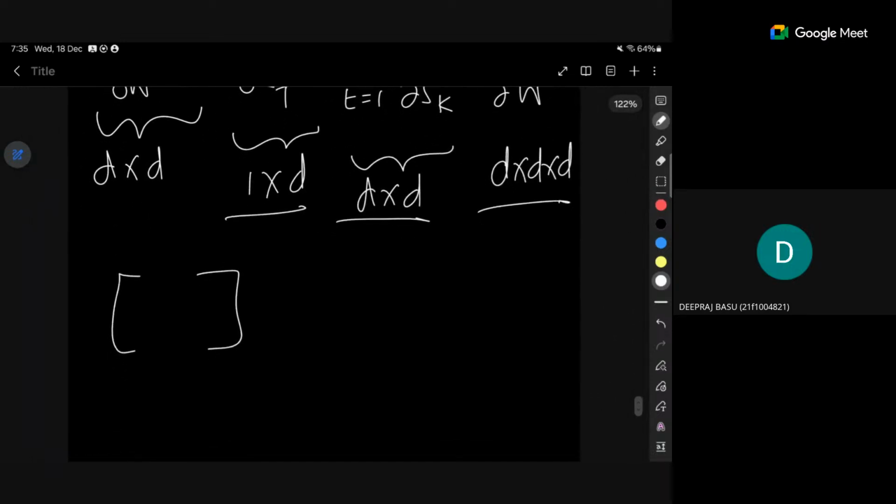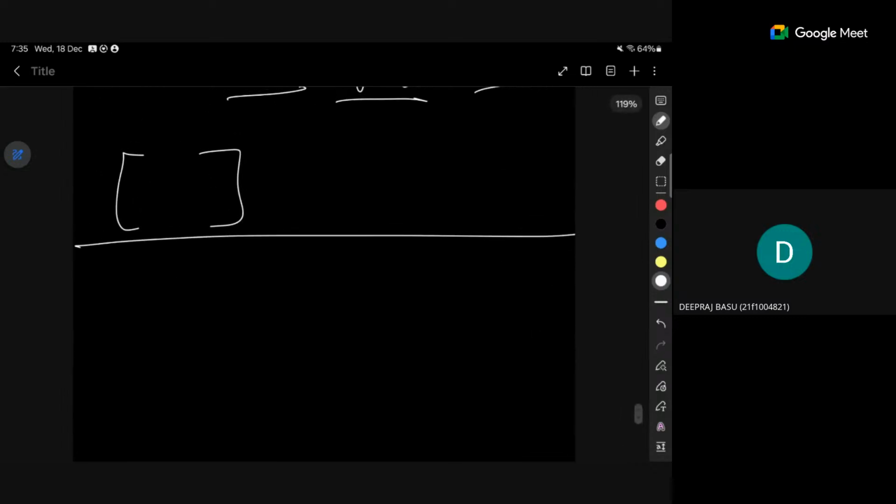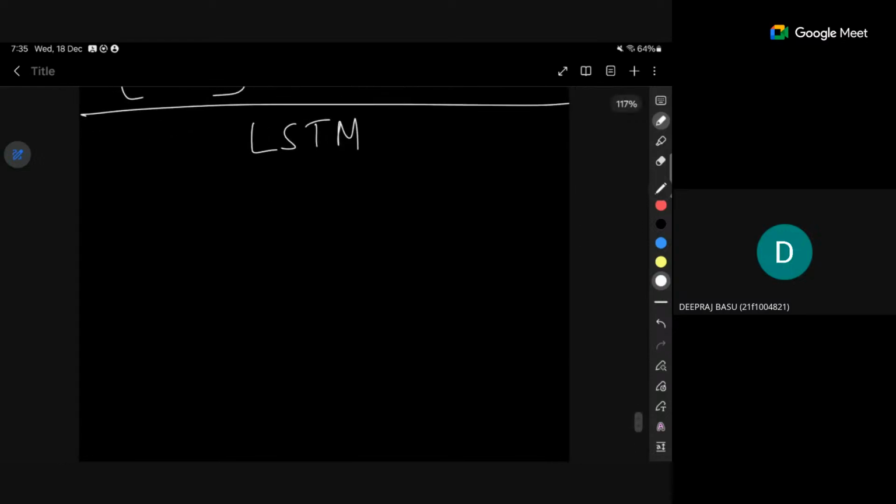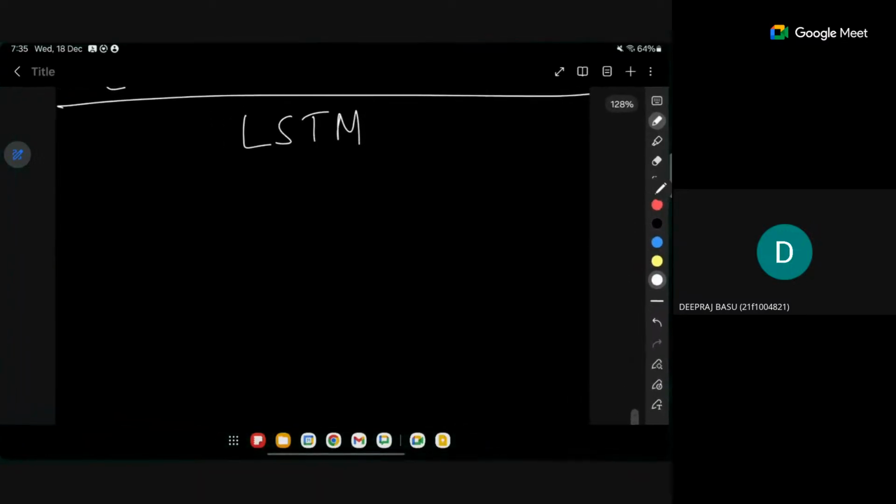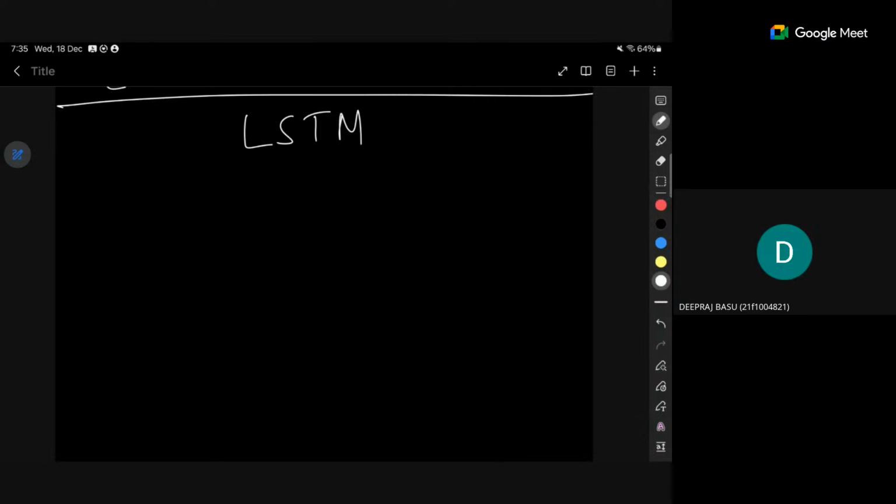Yes. So this is back propagation of RNN. Yeah, I think that. Okay. So that's what RNN is. Now we'll go and see what LSTM is. So for LSTM, let me use an image. That would be much better.